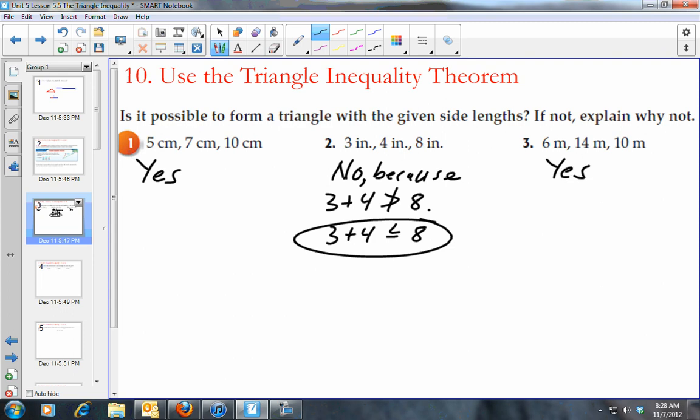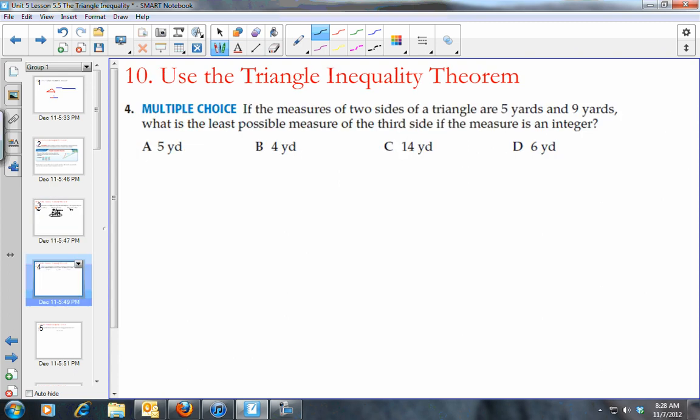So far, so good? Now, this one's a little more thought-provoking. If the measures of two sides of a triangle are 5 yards and 9 yards, what is the least possible measure of the third side if the measure is an integer?